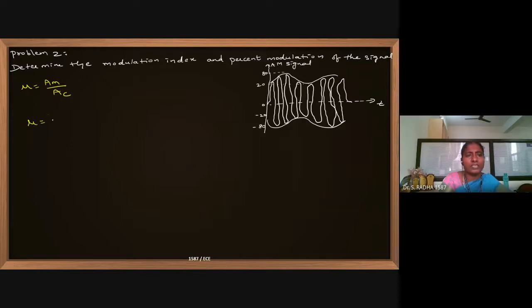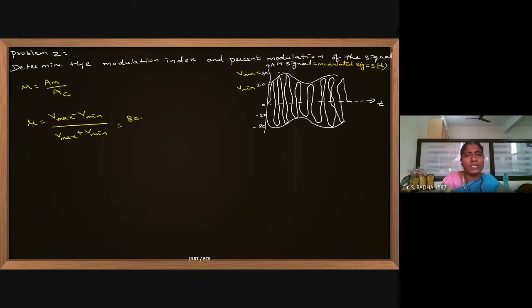Another formula is Vmax minus Vmin divided by Vmax plus Vmin, if AC and AM are not known. This is the AM signal, the modulated signal S of t. We know the shape of the signal, and the maximum amplitude is Vmax and the minimum amplitude is Vmin. From this wave also we can calculate the modulation index.